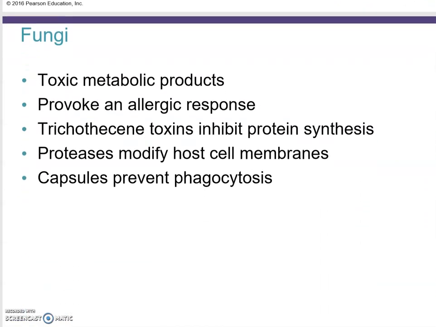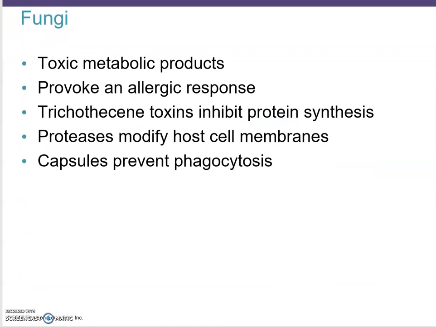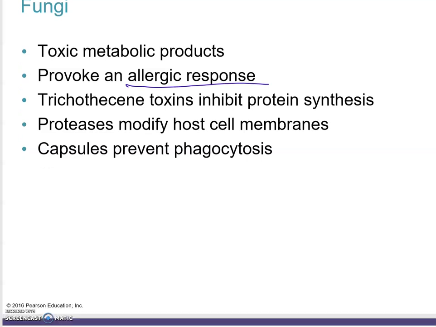Next up are fungi and some toxins that they can produce. Usually it will be toxic metabolic products that they can make. They can also provoke allergic responses, and they can produce toxins that inhibit protein synthesis, such as the trichothecenes. Proteases can modify host cell membranes, and capsules that they can have prevent phagocytosis.